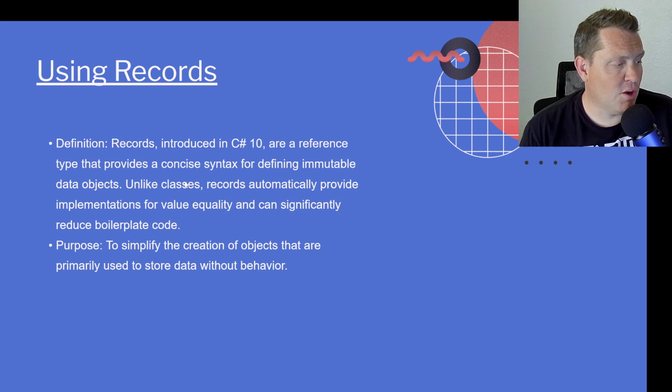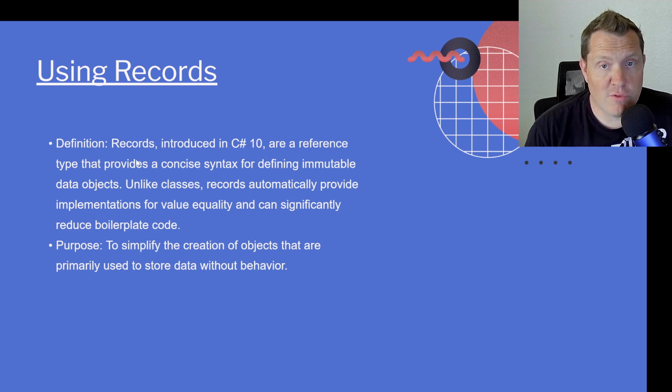All right, so we're going to start off talking about some use of records. Records, introduced in C# 10, are a reference type that provides a concise syntax for defining immutable data objects. Unlike classes, records automatically provide implementations for value equality and can significantly reduce boilerplate code.